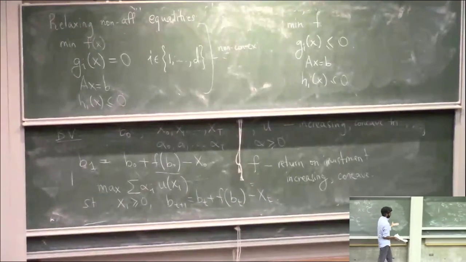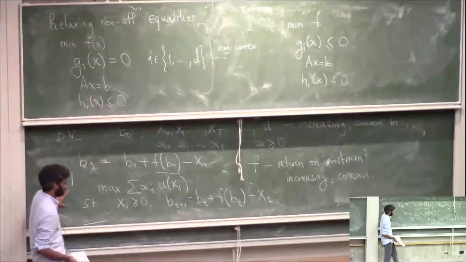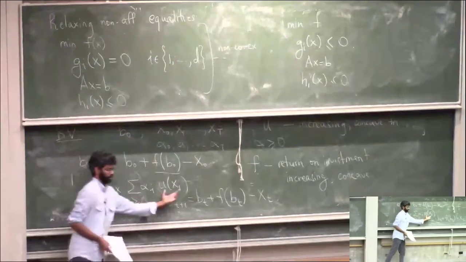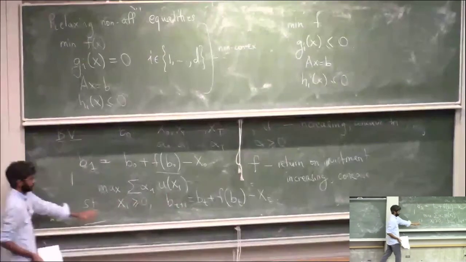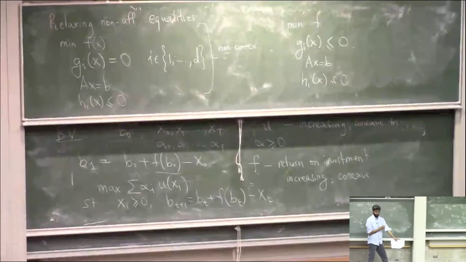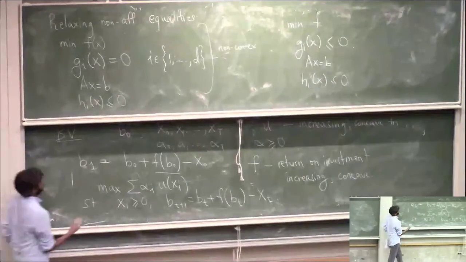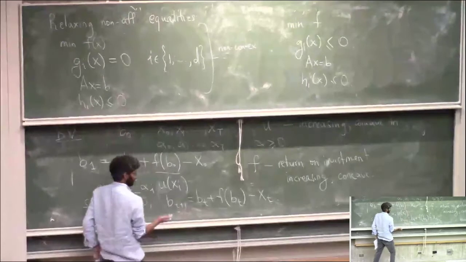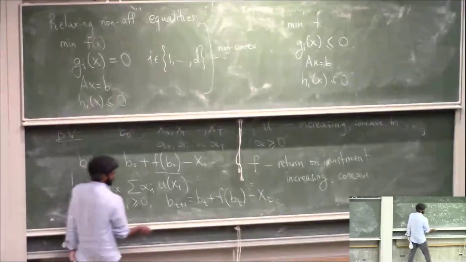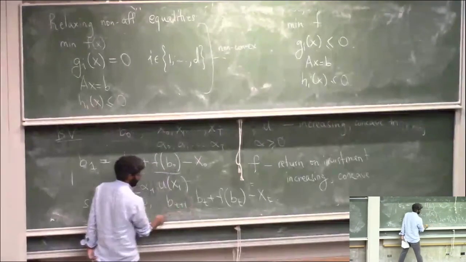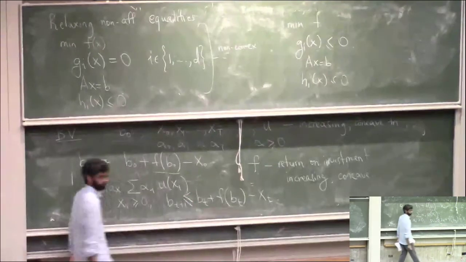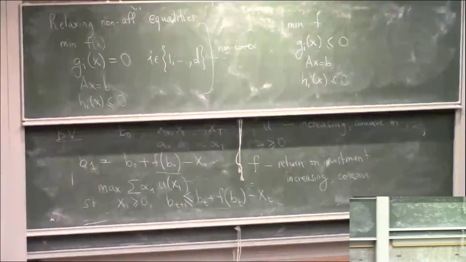Okay, so what's the problem here? It's not a convex program. I'm maximizing a concave function, that's fine. The problem is that this constraint is not convex. So the natural thing to do is to try to relax this. Suppose that at time t plus 1, I just say I have at most this amount. So this is now a relaxation of this problem.